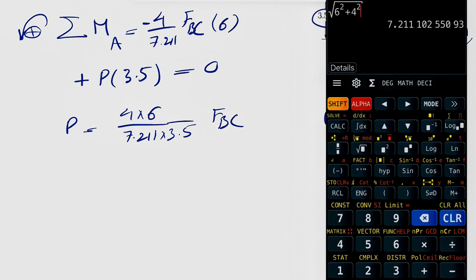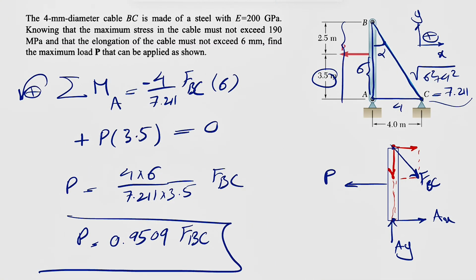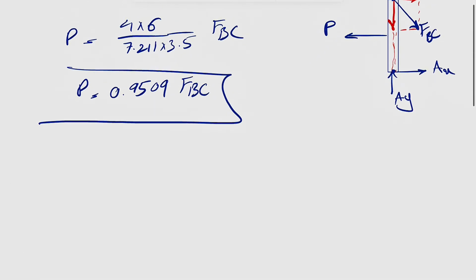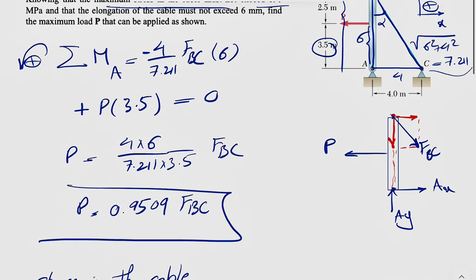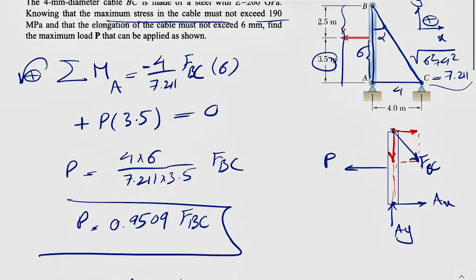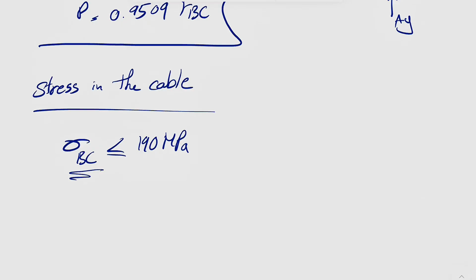So let's just calculate this. So 24 divided by 7.211 times 3.5. So our P would be 0.9509 FBC. So now we have two conditions for the cable. The first condition is that the maximum stress must not exceed 190. So we're going to go based on this stress in the cable. So this has to be less than 190 megapascal. Since the question is asking for the maximum load, we're going to go with the maximum of the stress.